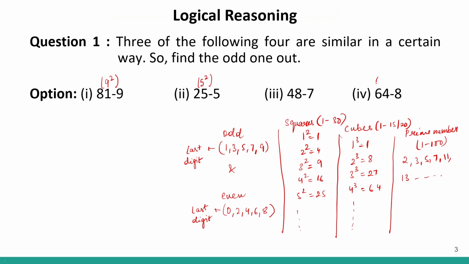Similarly, 64 and 8, I can see it is basically 8 square. Only 48 is a different number. 7 square is what? 7 square is 49. So only option number 3 is different, because in rest of the each case, the second number's square is written in the first number. So second number's square is the first number in each case, only not in case number 3. So option number 3 will be your correct answer. Clear?